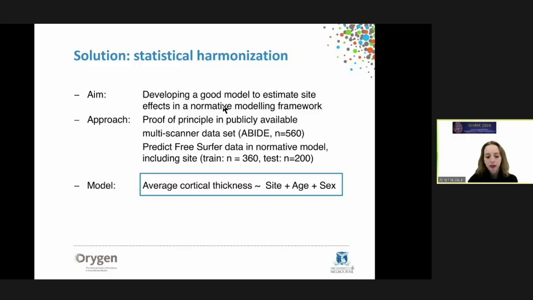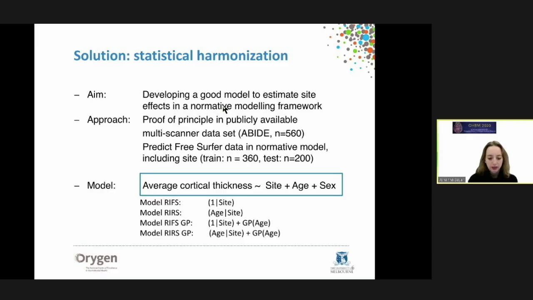I compared several different models to find the best way to deal with those site effects, but all my models had a vanilla linear mixed model at their core. So I always tried to predict average cortical thickness by some combination of site, age, and sex. The models differed in the way I modeled site. So I had one model, random intercept fixed slope, where I allowed a random intercept offset for site. In a model, random intercept random slope, I also allowed the slope to vary. Then I had two nonlinear models where I added a Gaussian process or GP for age, allowing to capture nonlinear effects between age and average cortical thickness.